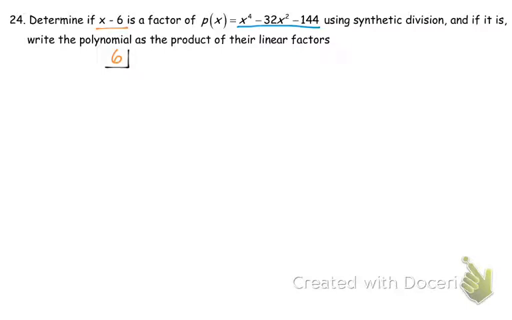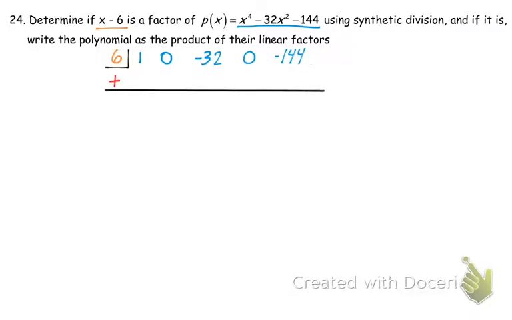So we take the 0, not the actual number that's in the factor. So the 0 is positive 6. And now we're going to plug that into our synthetic division using our coefficients. So we have 1 for the x to the fourth term, 0 for the x cubed term, negative 32 for the x squared term, 0 for the x term, and negative 144 for the constant.